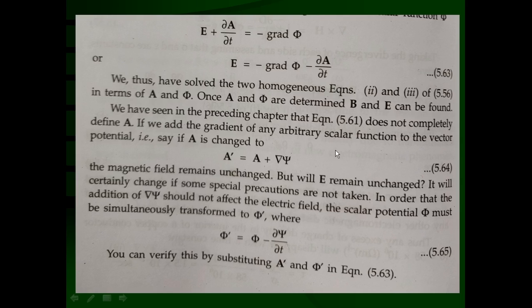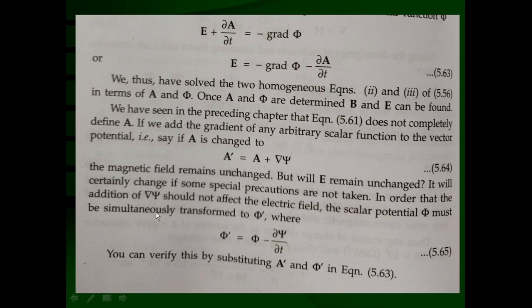But now the question is, will E remain unchanged? In this equation we have to see that. If you substitute A replaced by A dash, then the electric field is certainly changed. So we have to do something so that the electric field should not be changed by modifying A to A dash. We have to do something with the scalar potential phi also. So phi also has to be modified, or transformed to a new value phi dash. The magnetic field remains unchanged, but will E remain unchanged? It will certainly change if some special precautions are not taken.